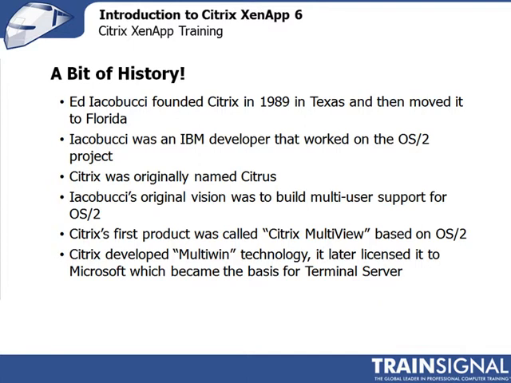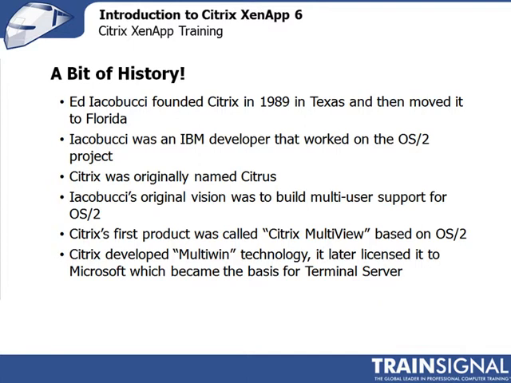So Iacobucci's original vision was to build multi-user support for OS2. He approached both IBM and Microsoft with this idea, and they both turned him down. Now, Iacobucci obviously left and started his own company, Citrix, and the very first product that Citrix came up with was called Citrix Multiview. It was based on OS2. Citrix Multiview extended the capabilities of OS2 to allow for multi-user support.